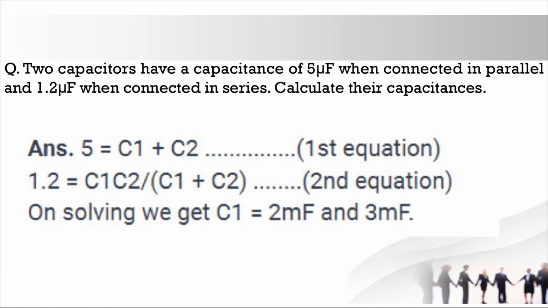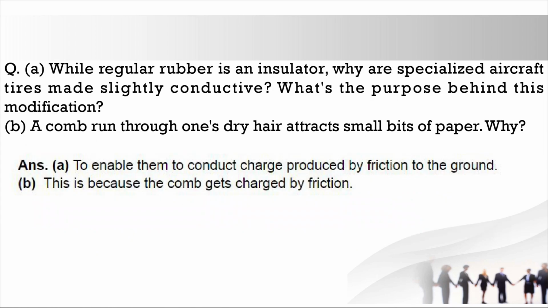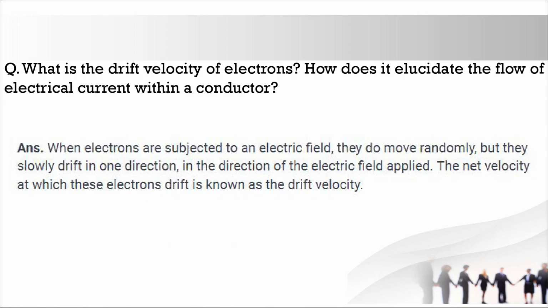Two capacitors have a capacitance of 5 microfarad when connected in parallel and 1.2 microfarad when connected in series. Calculate their capacitance. Next question, while regular rubber is an insulator, why are specialized aircraft tires made slightly conductive? What's the purpose behind this modification? A comb run through one's dry hair attracts a small piece of paper. Why?